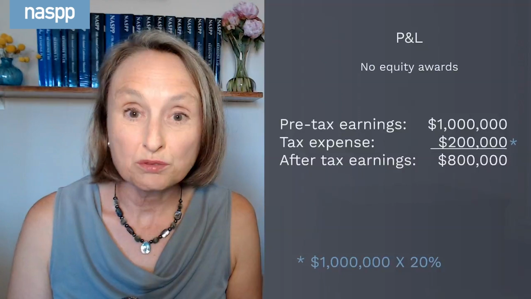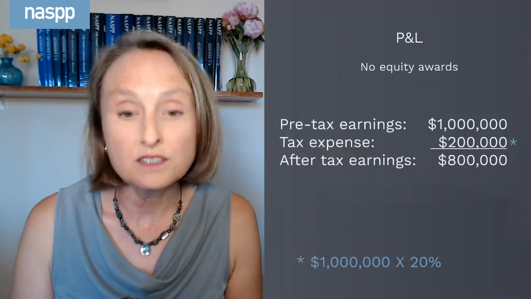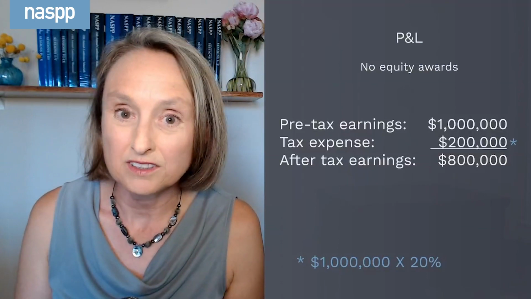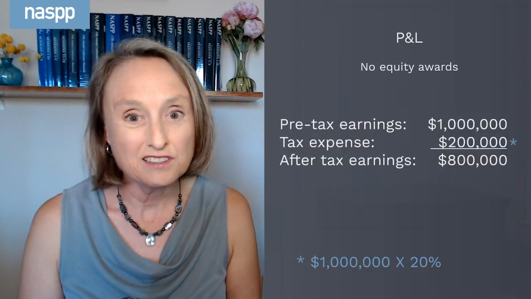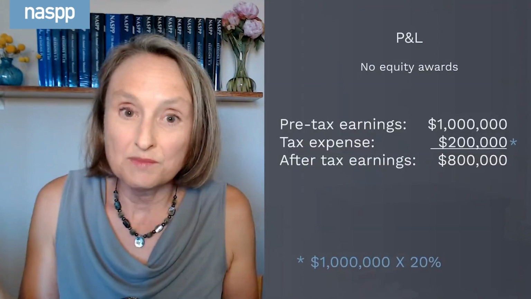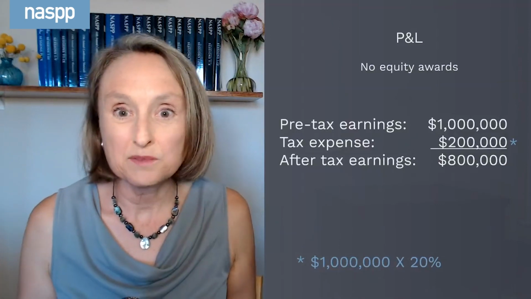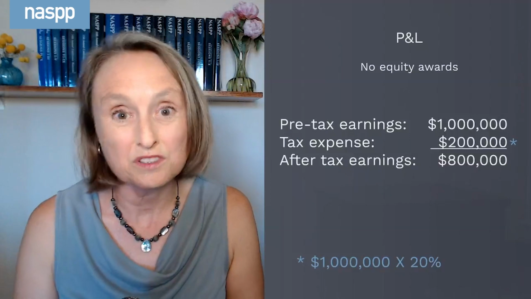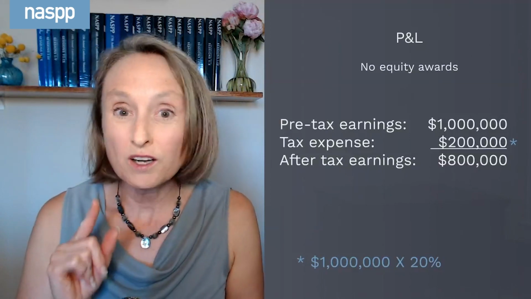This company had pre-tax earnings of $1 million, which results in tax expense of $200,000. Now, how did I come up with that tax expense? I just took $1 million and multiplied it by my 20% corporate tax rate, which is what I'm assuming for purposes of this example.